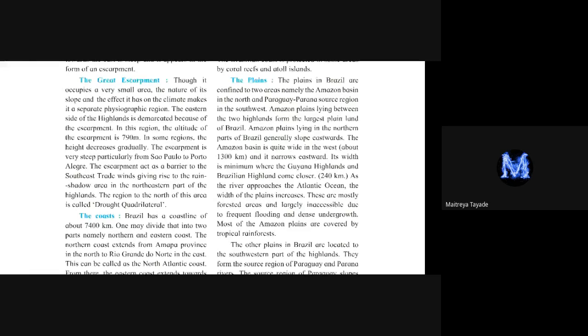Sao Paulo is one of the cities in Brazil. It is a very major city in Brazil. Likewise, Mumbai, Delhi, Kolkata, Chennai in India. Likewise, Sao Paulo is a very important city in Brazil.